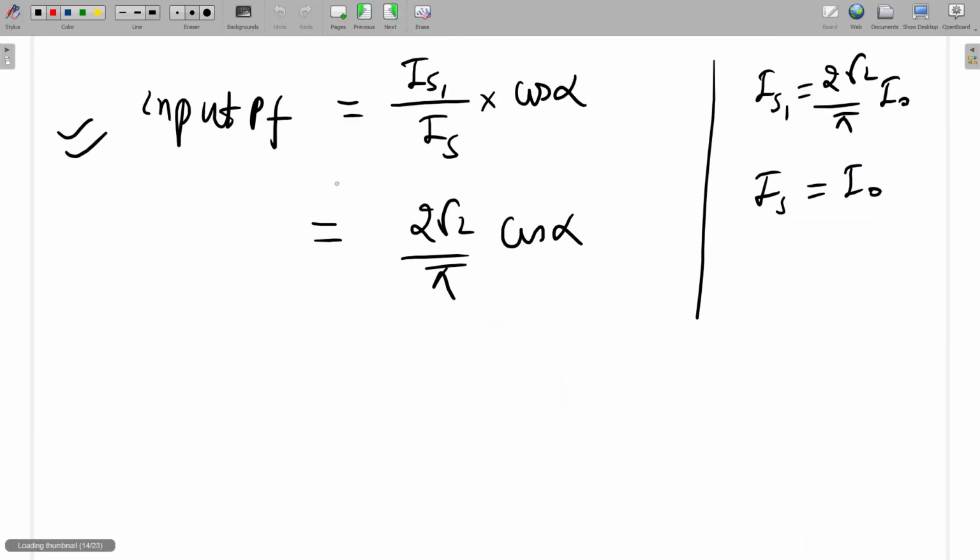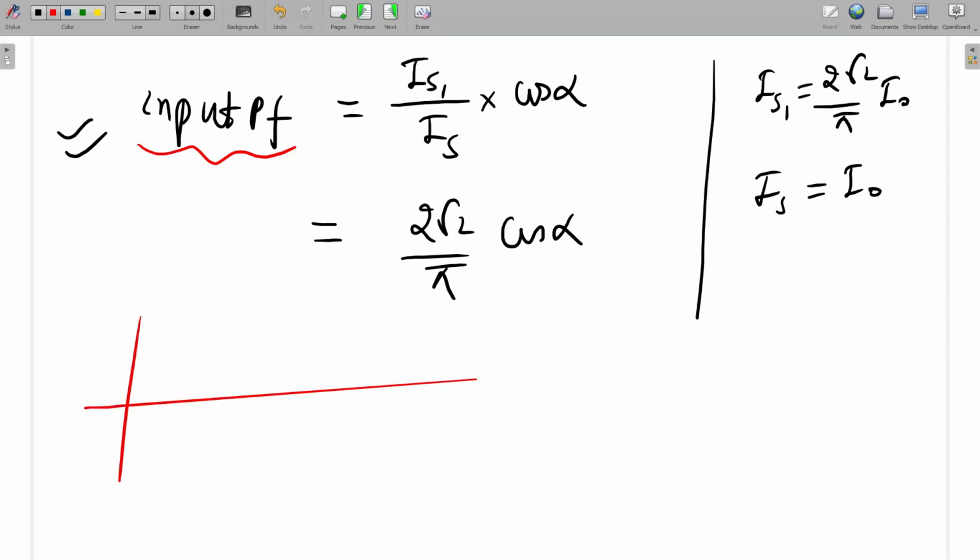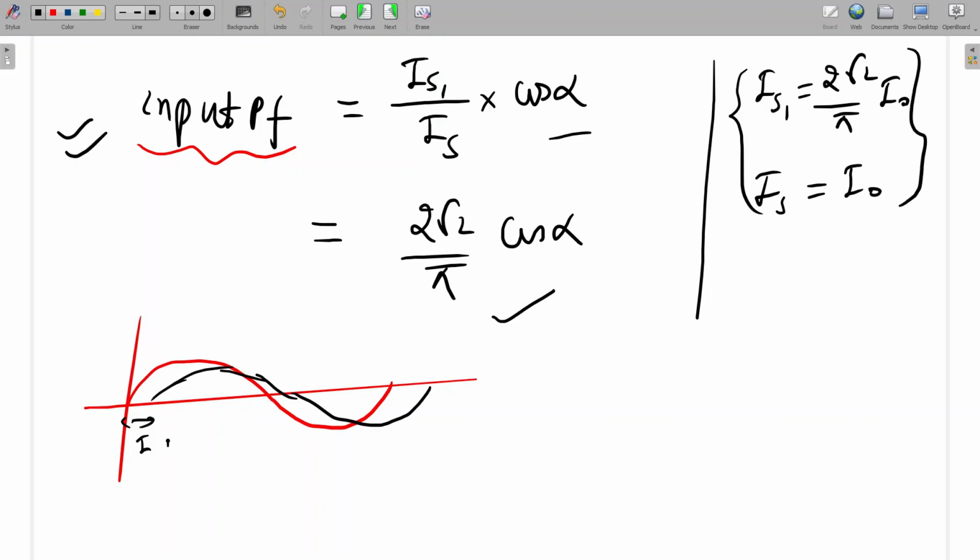So this will be the input power factor. Here the displacement is there. This is source voltage and the fundamental source current is shifted alpha from the source. This is alpha. So input power factor will be IS1 by IS into cos alpha. This will be 2 root 2 by pi into cos alpha. Okay. Is it clear to all? Yes, derivations.